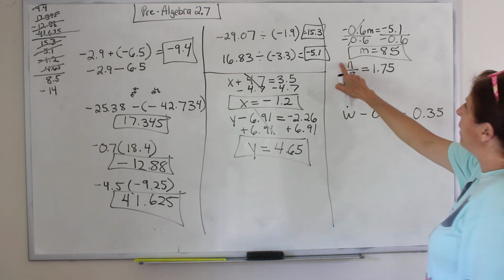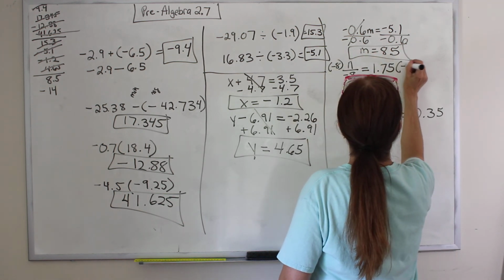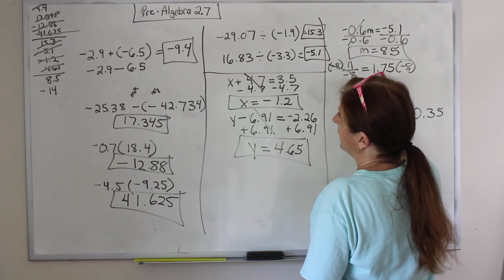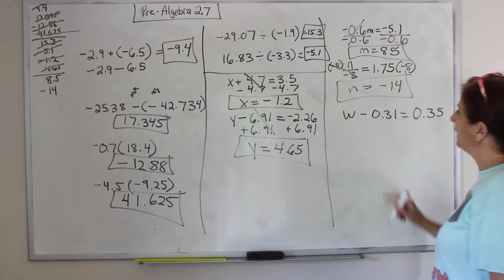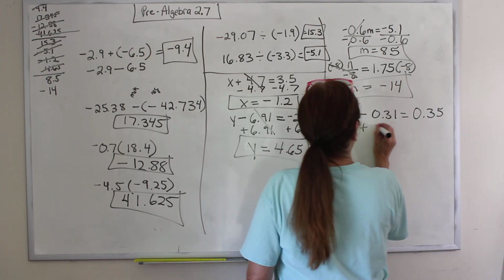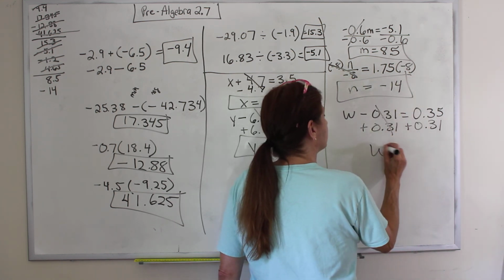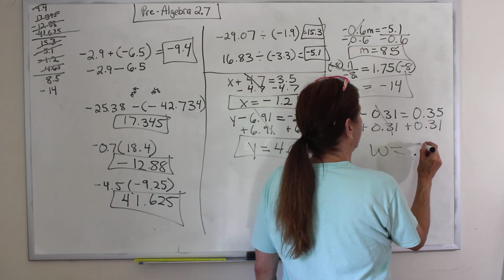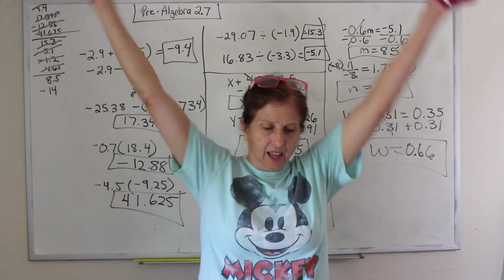Okay, here's another one. Why is n not alone? It's being divided by negative 8. The opposite is multiply by negative 8. What you do to one side, you do to the other. Those cancel out. N equals negative 14. Ta-da! And now this one, w is not alone because it has minus 0.31. So we do plus 0.31. What we do to one side, we do to the other. Those cancel out. W equals comes down. 5 and 1 is 6. 3 and 3 is 6. 0.66. Ta-da! We did it!